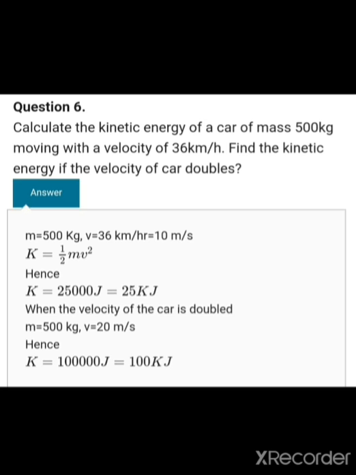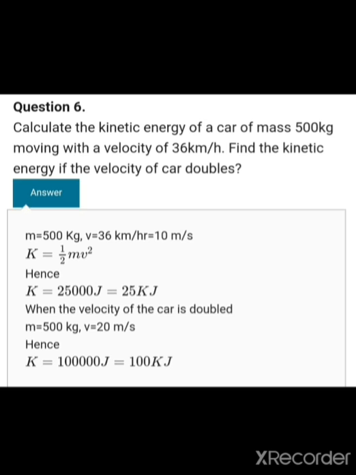So now we will use the formula of kinetic energy. The formula of kinetic energy is equal to half mv square. m is given to us as 500 and v square is 10 into 10. When we solve it, we will get 25,000 joule. Since we have a large amount of energy, we can convert it into kilojoule. We divide it by 1000 and get 25 kilojoule. Now again we have a problem when the velocity of the car is doubled.